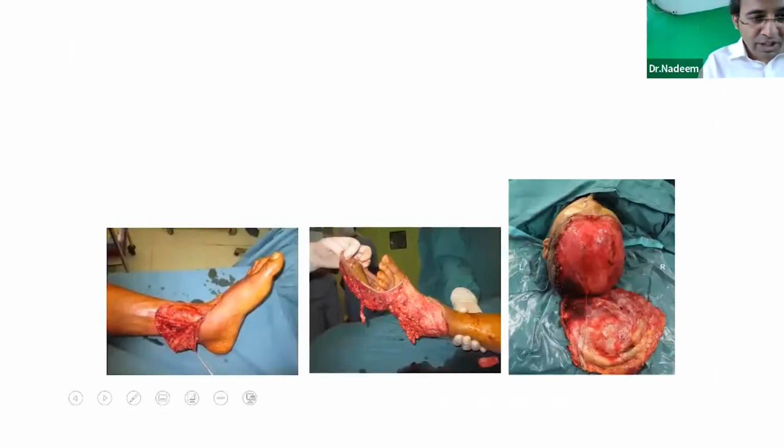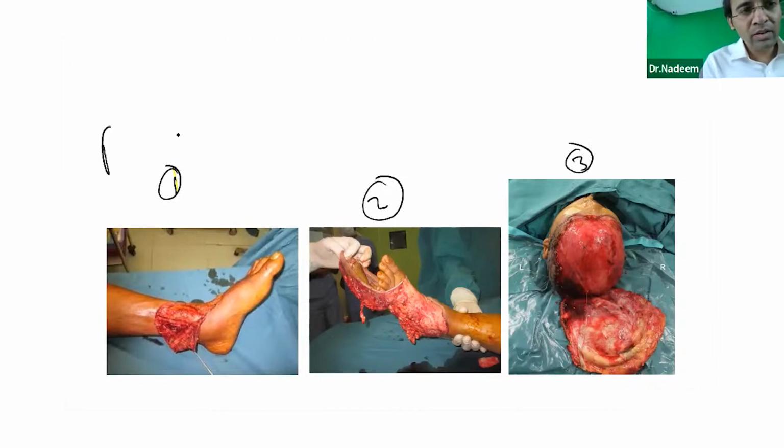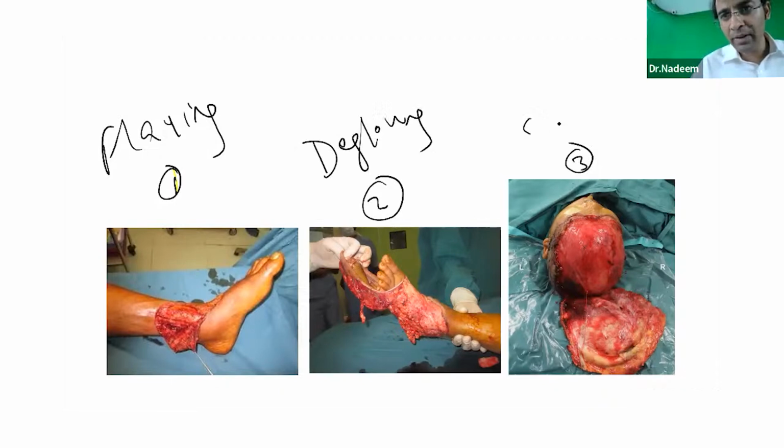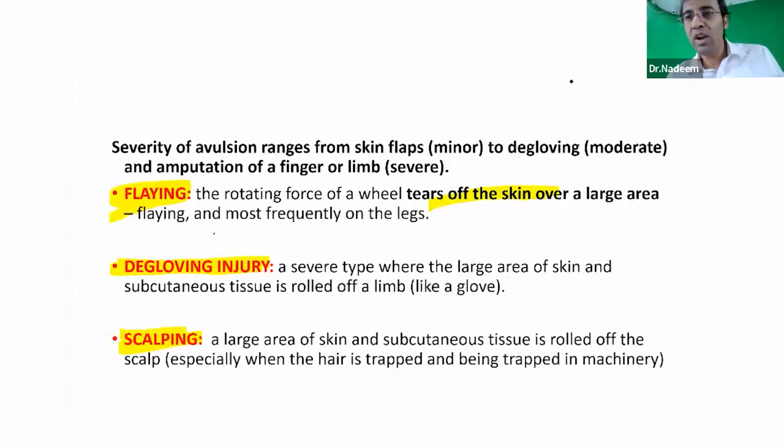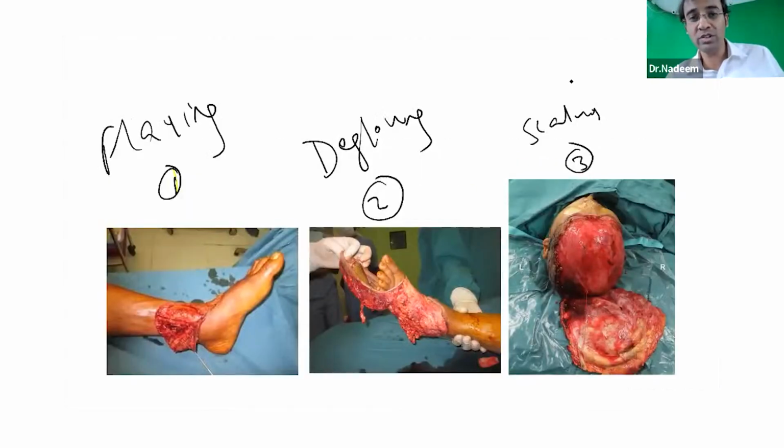See picture number 1, picture number 2, picture number 3. Only skin, flaying. Skin plus subcutaneous tissue, this is degloving injury, right? And here, scalping. Okay, scalping, right? Easy to understand? Fine. So overall, these are the types of avulsion injury, you can say. Very good. See, these can be your picture-based questions. Next.